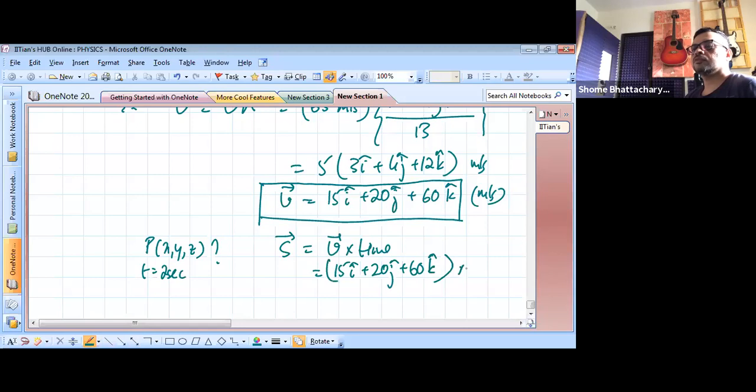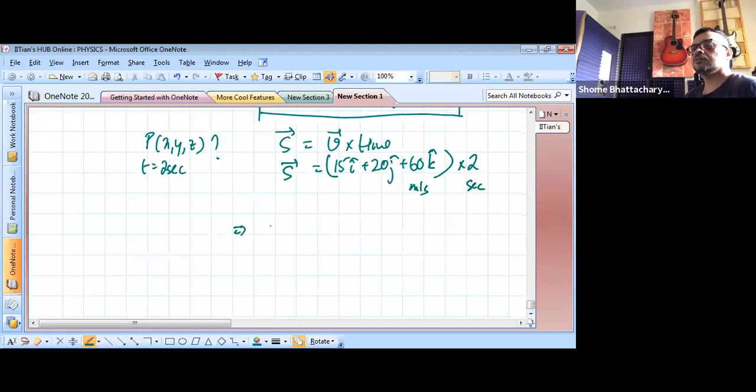This is in seconds, this is in meters per second. So the displacement in 2 seconds will become this. So the displacement is 30 i cap plus 40 j cap plus 120 k cap in meters. This is the displacement vector.